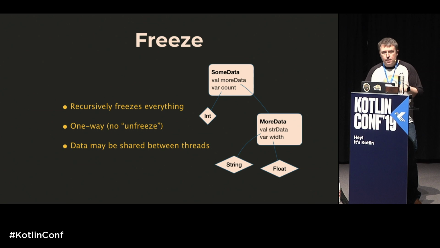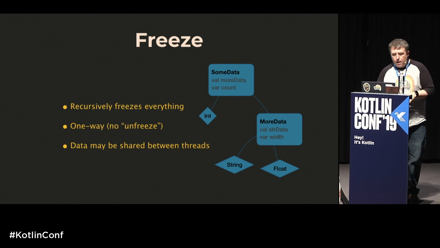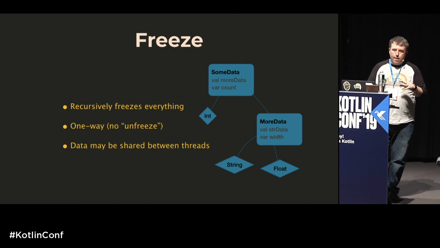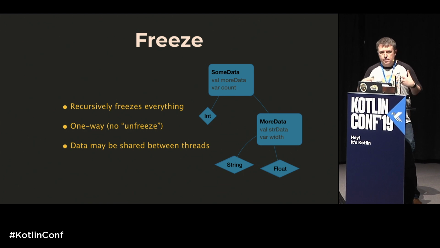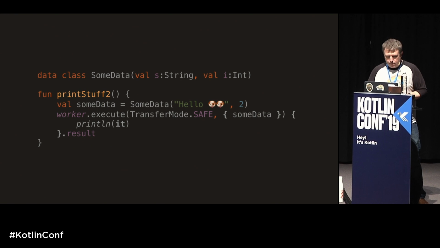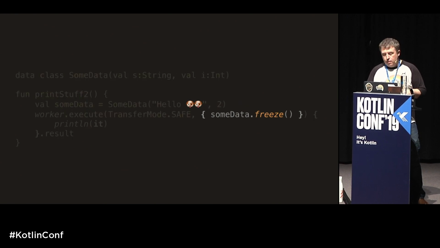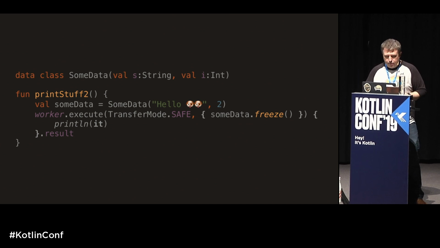And what freeze does is recursively go through everything and turns it blue, right? It freezes it forever. It's a one-way operation. There's no unfreeze. But once you do this, you can share state between threads as much as you want. So if we go back to this case that was failing, if we freeze that argument, then everything works. Great. Of course, from then on, some data is going to be frozen.